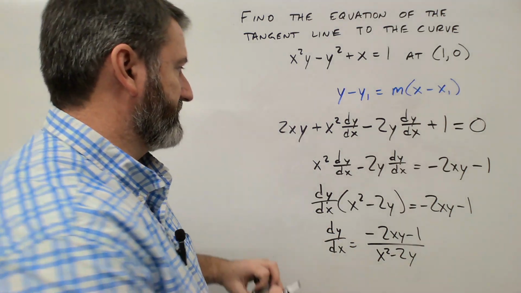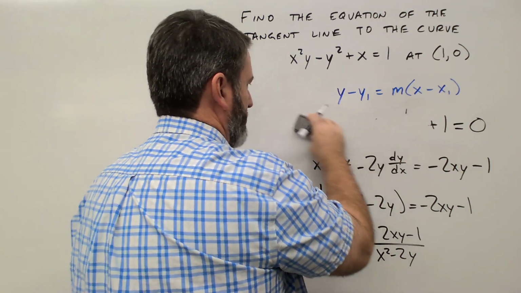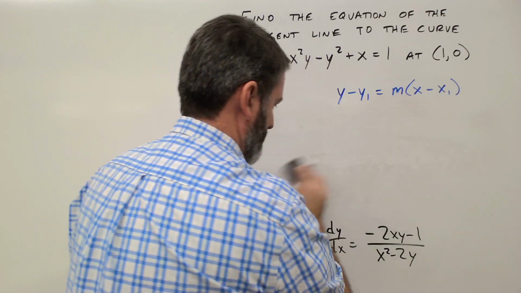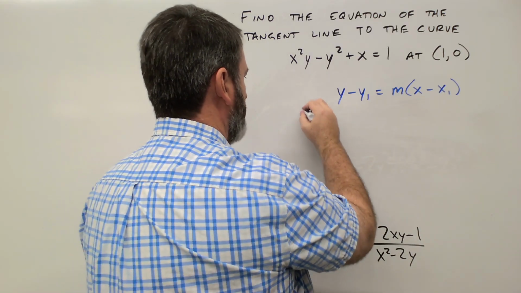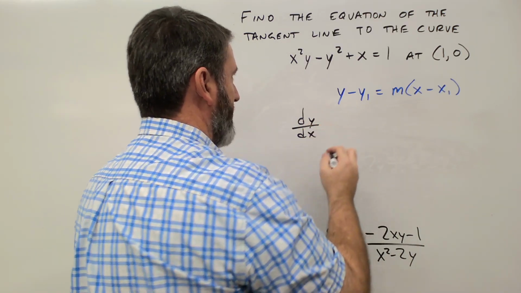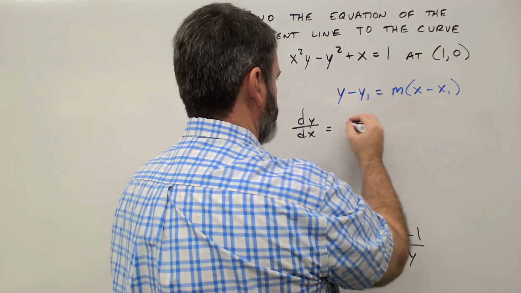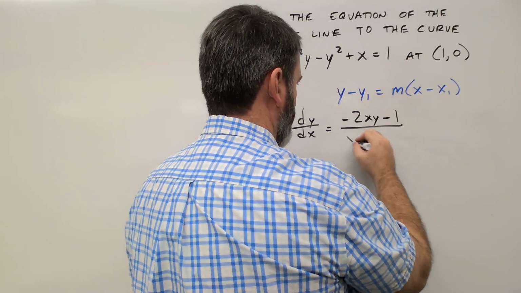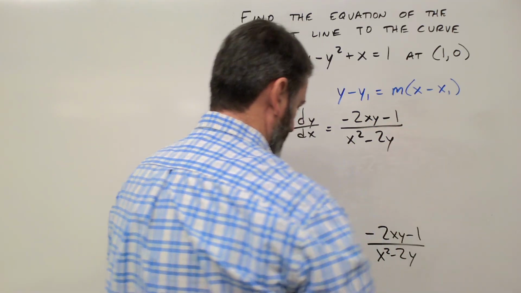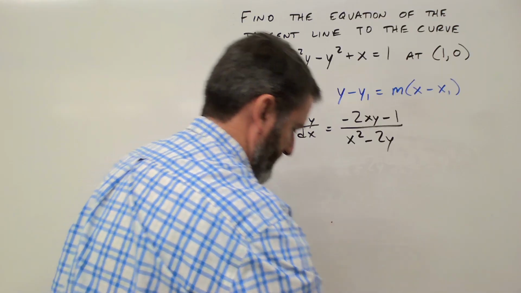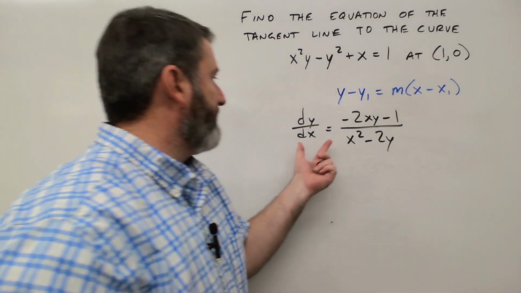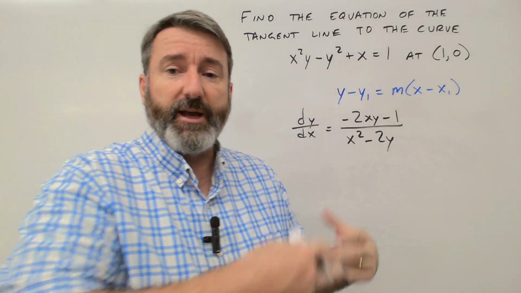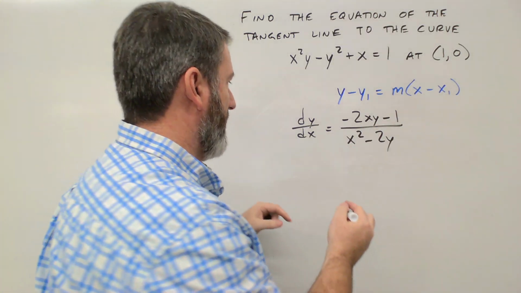All right, so I've run out of space here, so I'm going to move this up here. So now we know that the derivative of y with respect to x for this curve is negative 2xy minus 1 divided by x squared minus 2y. Now we need to find out what the derivative is at this point (1, 0). So we're going to plug in 1 for x and 0 for y.